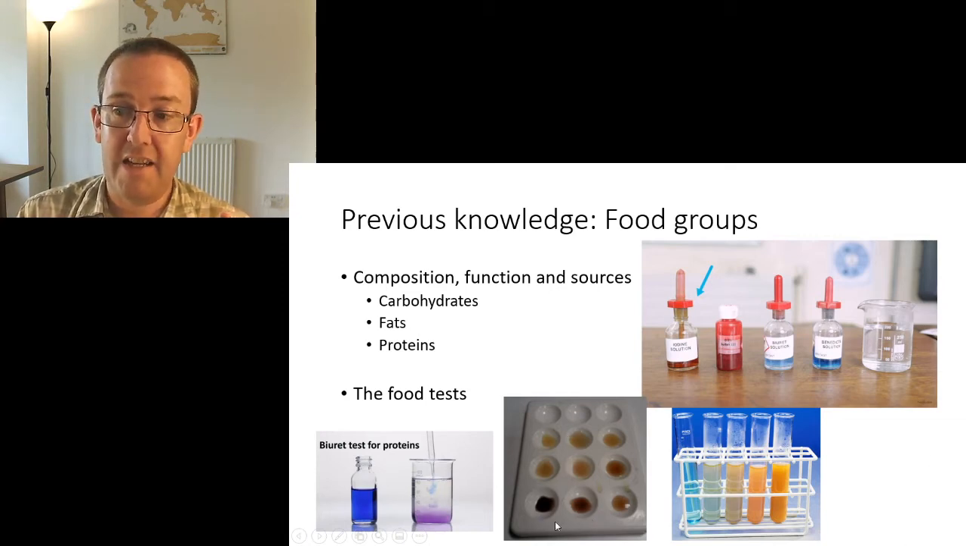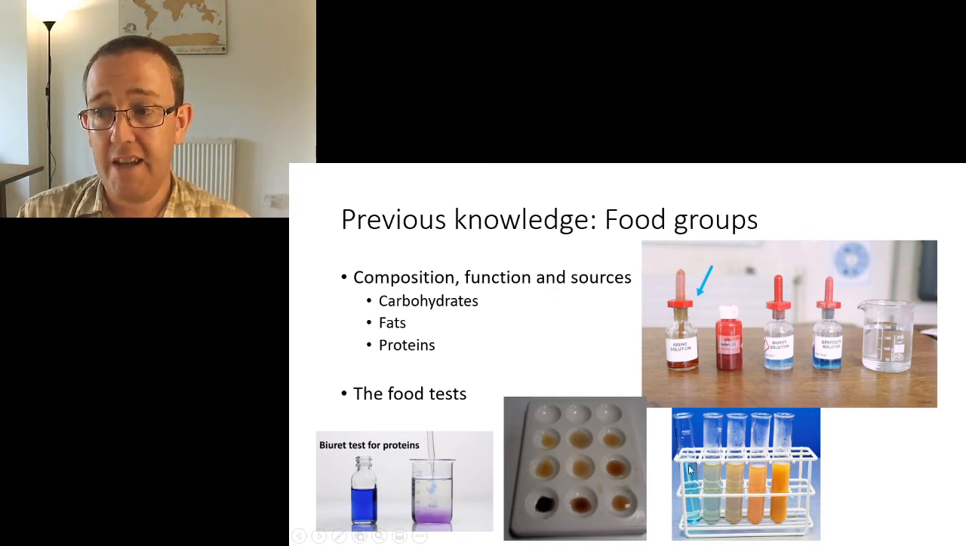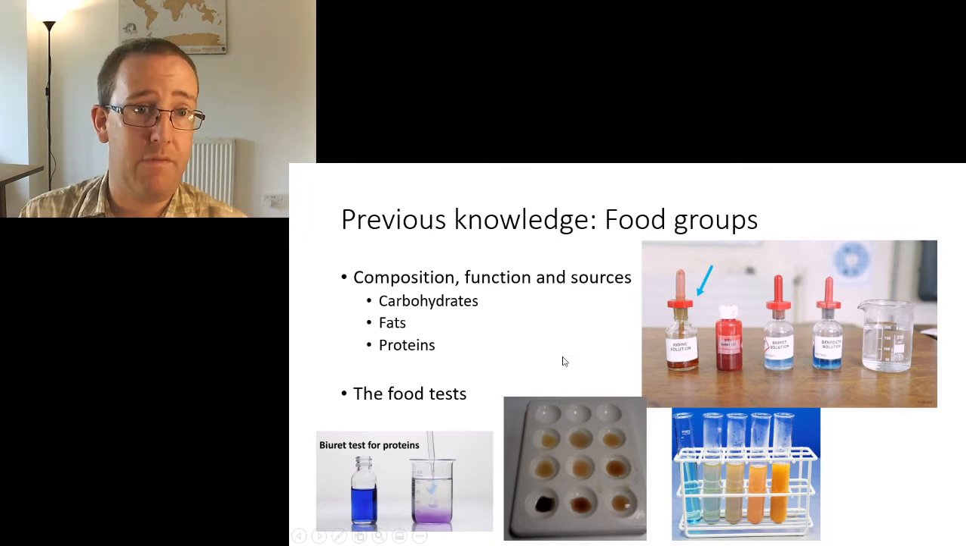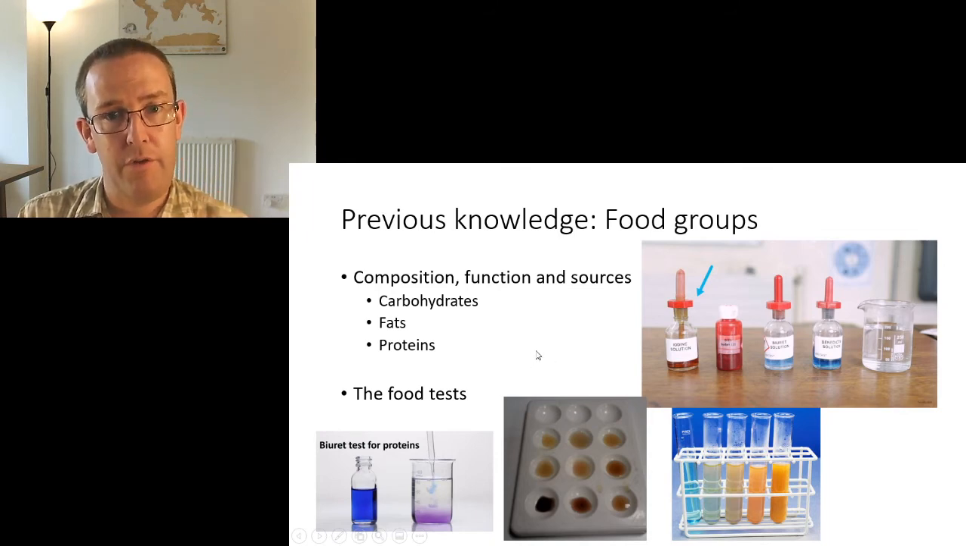You've got the iodine test here, which went dark black when it touched starch. You've got the Benedict's test here, which is kind of semi-quantitative in that the more sugar there is, the darker a reddy colour it goes. And there were various tests for fats that you might have done as well. So it'd be really helpful if you can remember those things.